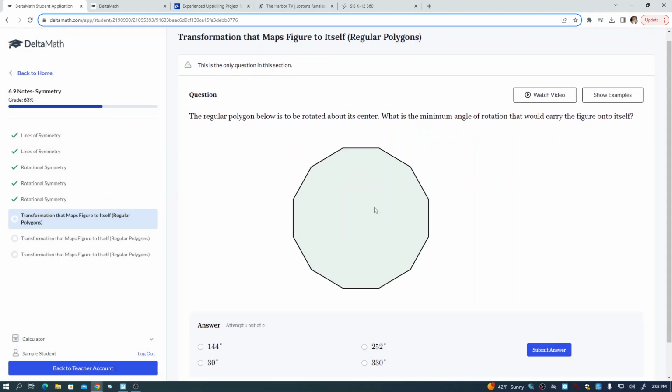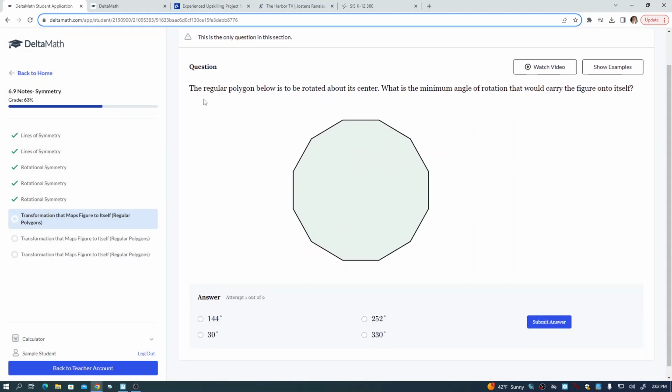Okay, and then the last thing in this section is very similar. The regular polygon, regular meaning every side and every angle is exactly the same, is to be rotated about its center. What is the minimum angle of rotation that would carry the figure onto itself? So we have to count how many sides it has, because every time this side would be on this side, it would map on top of itself. So there's 1, 2, 3, 4, 5, 6, 7, 8, 9, 10, 11, 12.